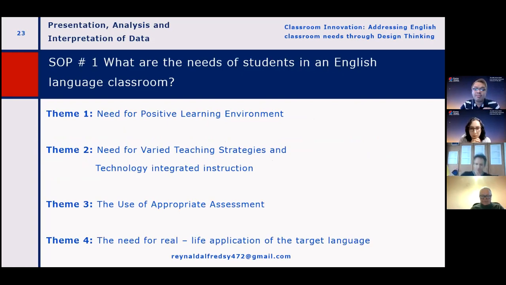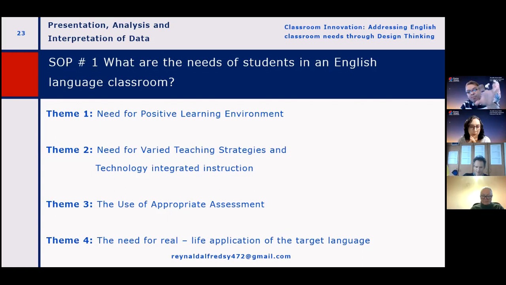Number 1, they believe that there is a need for a positive learning environment in their schools or in their classroom. A need for varied teaching strategies and technology integrated instruction, the use of appropriate assessment, and the need for real-life application of the target language. So these were what the learners think is missing inside their classroom. This is what they believe that they do not have in their classrooms based from their experience. And this is the empathy part of the study.